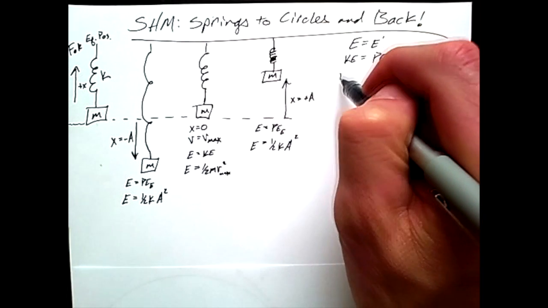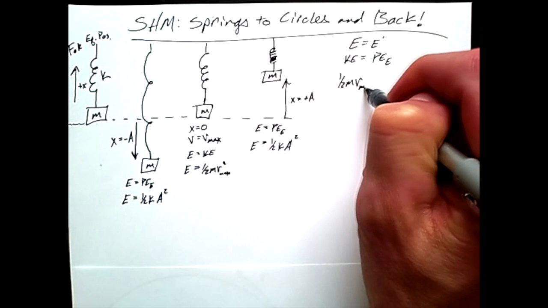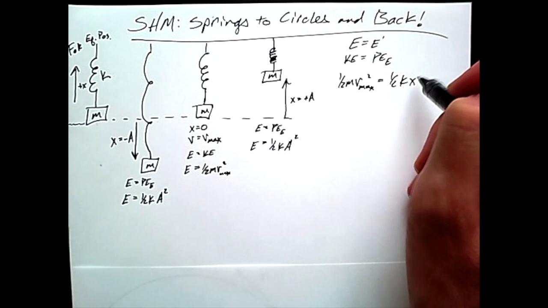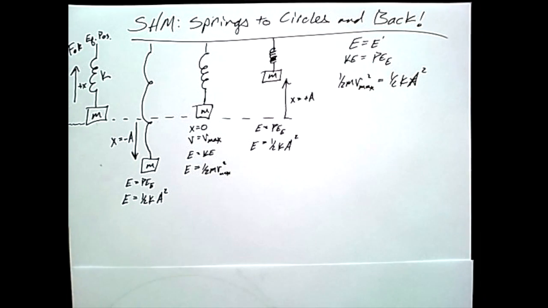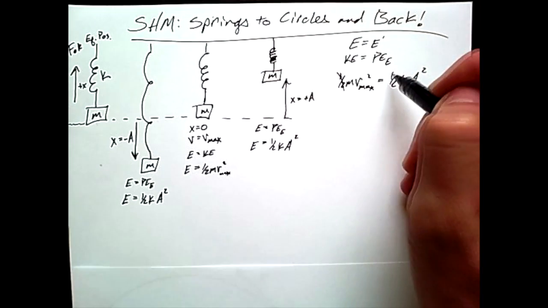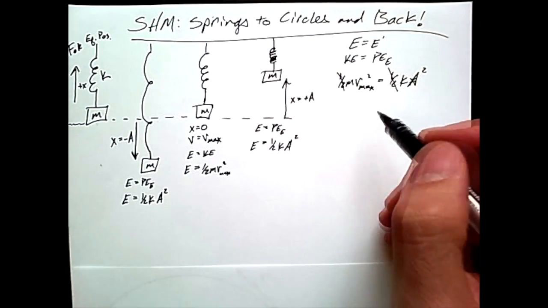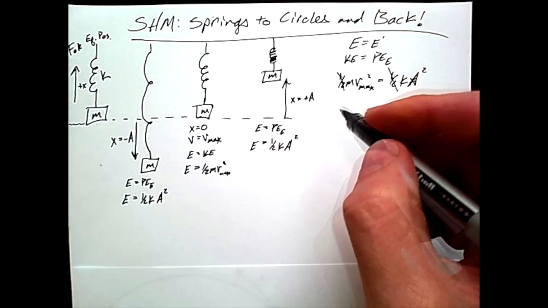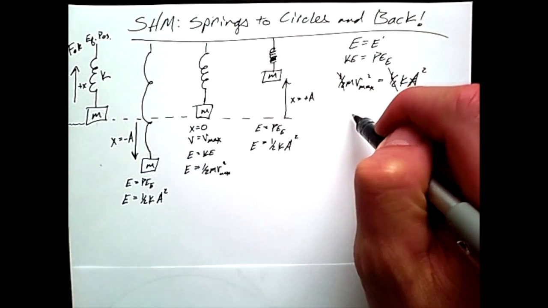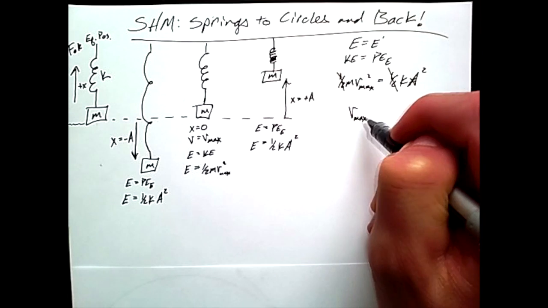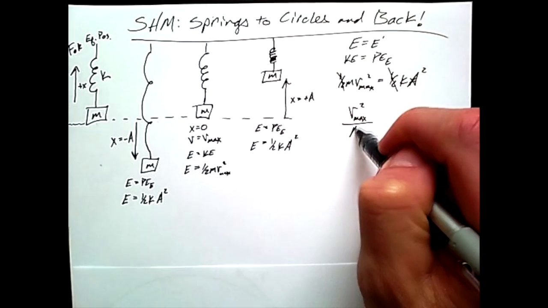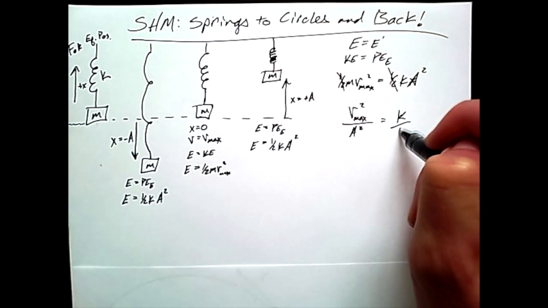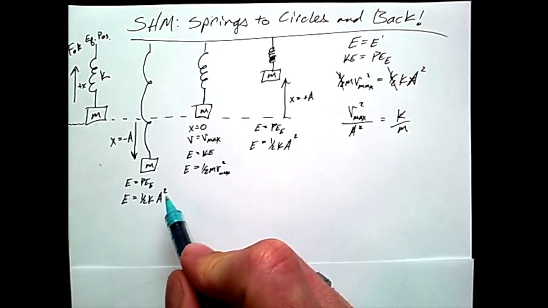In other words, 1/2 m v max squared is equal to 1/2 k A squared. The halves are common to both of these terms, so we have an equation that allows us to put the physical constants on one side and the measurable constants on the other. In other words, v max squared divided by amplitude squared equals k over m. This works for the extreme points.